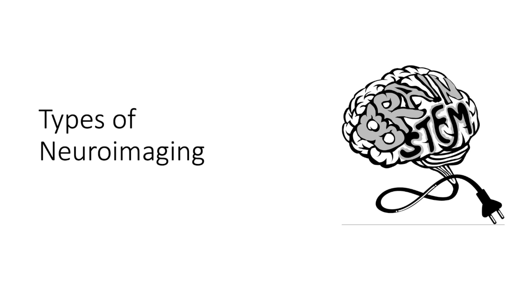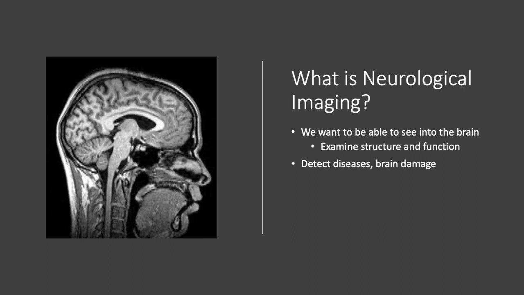Hi everyone, today we'll be talking about different types of neuroimaging. So what is neuroimaging? Well, we want to be able to see into human brains without having to cut them open. Scientists have been able to develop many different ways of examining both the structure of your brain and the function in live brains. We can examine structures to detect diseases like tumors or Alzheimer's disease, or we can detect brain damage from accidents or trauma.